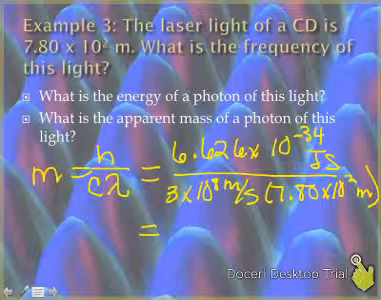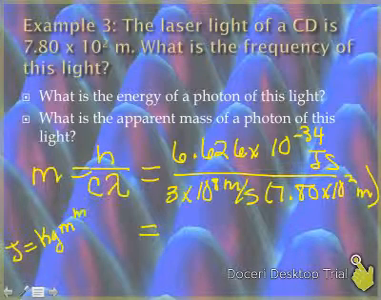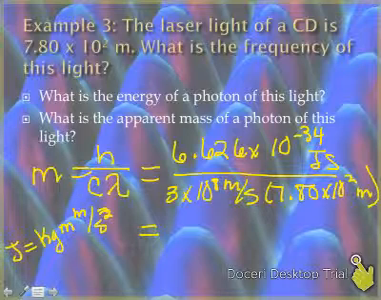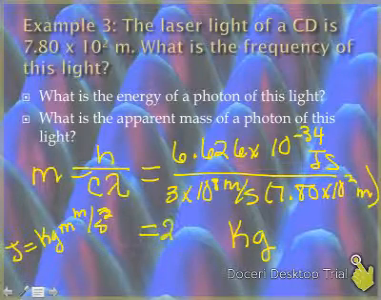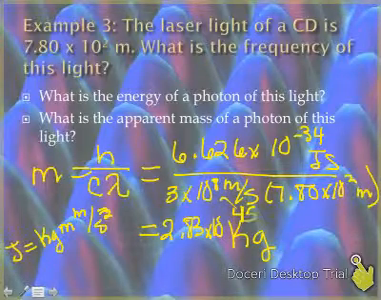Hold on just a second. Everything is going to cancel out except for what? What unit are we going to be left with? So we need to remember what joules is. Joules is a kilogram times meters squared per second squared. So our meters are going to cancel out, our seconds are going to cancel out. So what unit are we left with? Kilograms. So mass has to be in kilograms. The answer for this one is going to be 2.83 times 10 to the negative 45.